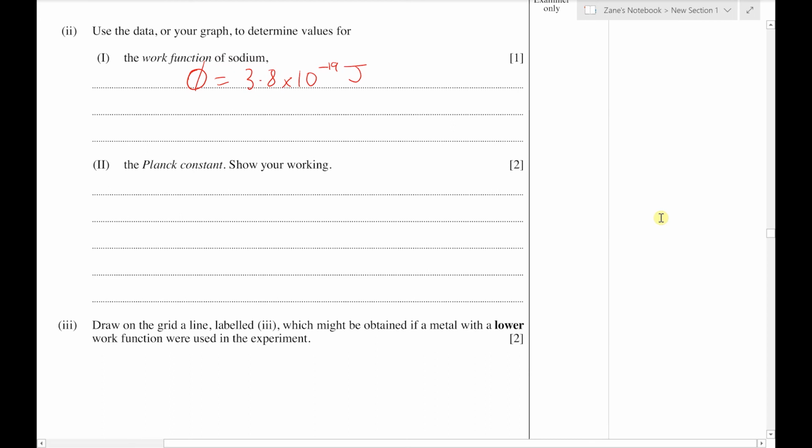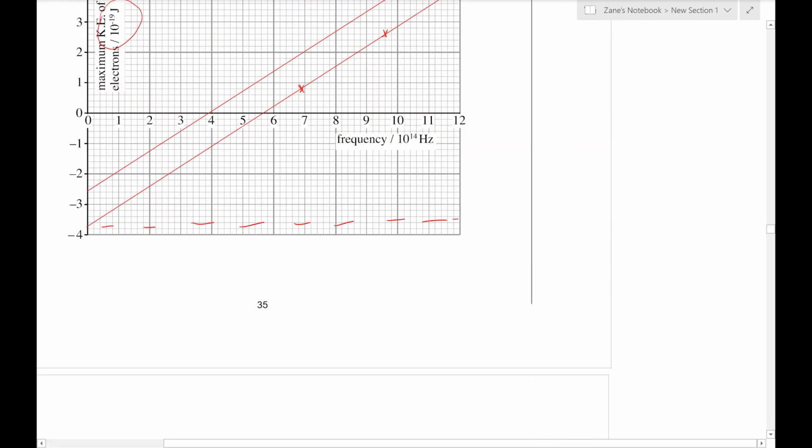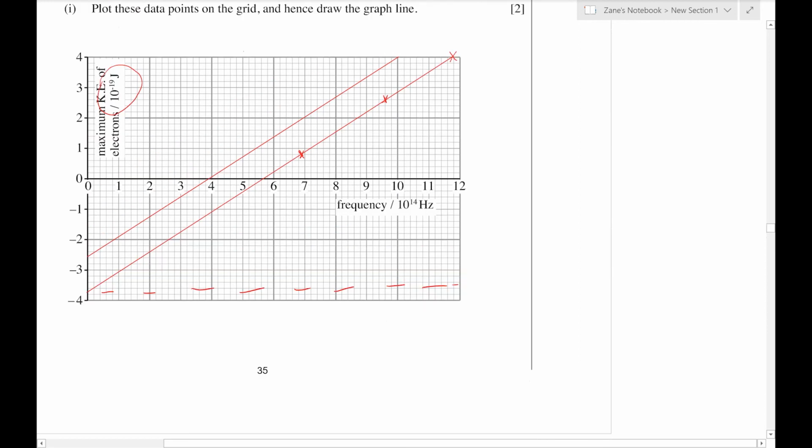Now next we're asked to determine the Planck constant. If we've learnt our work properly, we should know that the Planck constant h is actually the gradient of the line of best fit that we've drawn. So always remember that when we find a gradient, try to use a large triangle. So I've added a dotted line across the bottom of the graph showing that our triangle that we're using is basically the entire length of the graph there.